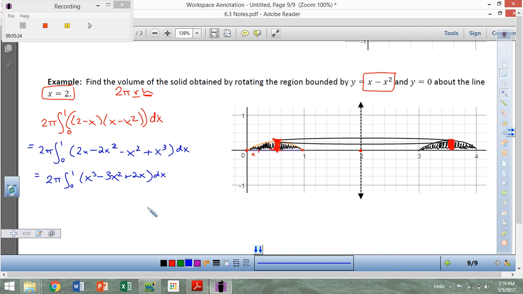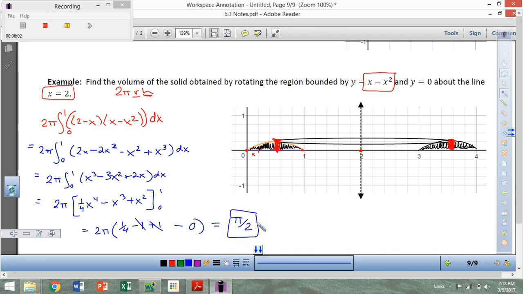Okay, so FOIL that out so that you have individual terms inside here, and then you can integrate and plug it in and evaluate. So 2 pi times 1/4 x to the 4th minus x cubed plus x squared, evaluated from 0 to 1. Again, if you plug in 0, all that's going to be 0. So if I plug in 1, I get 1/4 minus 1 plus 1. Plugging in 0 gives me 0. The minus 1 and the plus 1 will cancel each other out, and I get 2 pi times 1/4, which is pi over 2. So that would be my volume of that region.